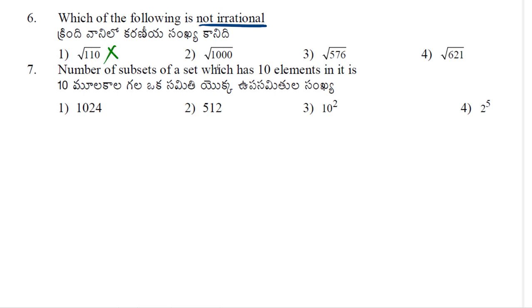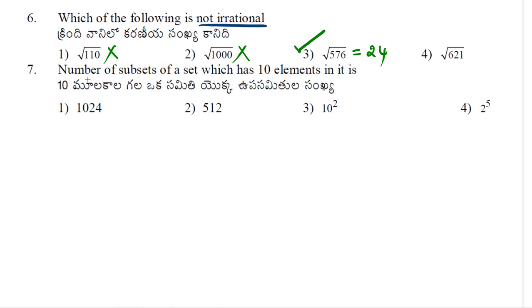Similarly, for 1000 also we don't have the perfect square root. So this is also an irrational number. So this is not our option. Square root of 576 we know that square root of 576 equal to 24. So 24 is a rational number. That means it is not an irrational. So option 3 is correct.